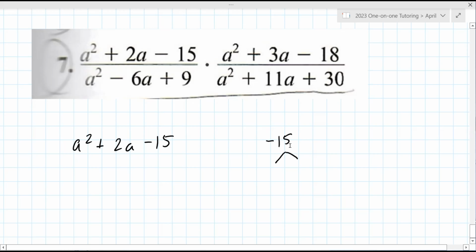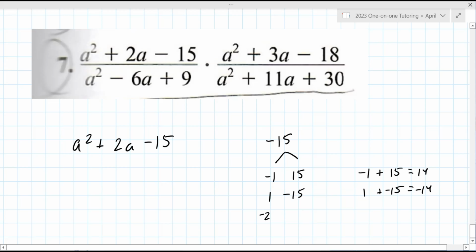The only way to get to negative 15 is to have both a positive and a negative number. For example, negative 1 and 15. What do those add to, though? 14, not 2. If I switch the signs, they add to a negative. Okay, so that didn't help.